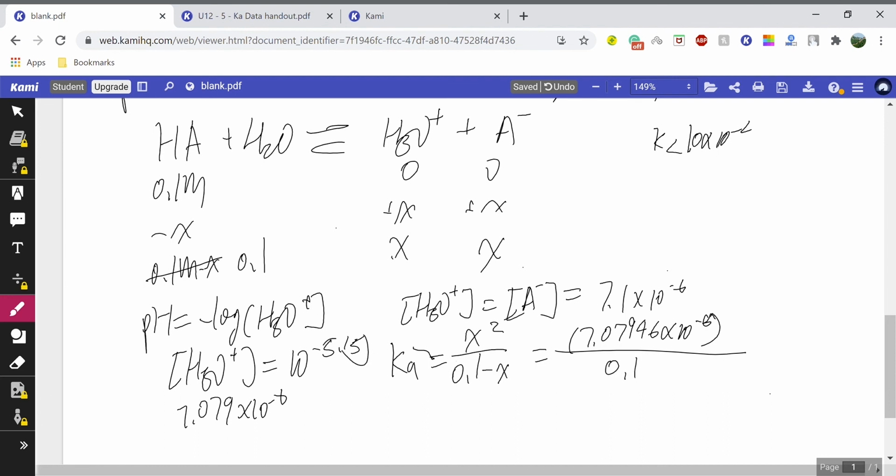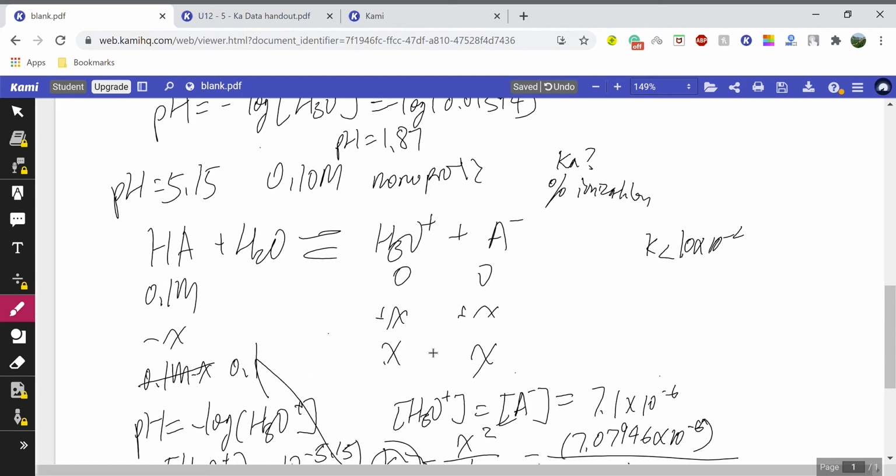And we just showed you why over here. After you subtract the x, it's basically the same thing. So now if we know the formula for Ka, we can simply plug it into the calculator. 7.0794 gives us Ka equals 5.01, which is 5.0 times 10 to the negative 10th power. Now that is Ka. What is percent ionization?